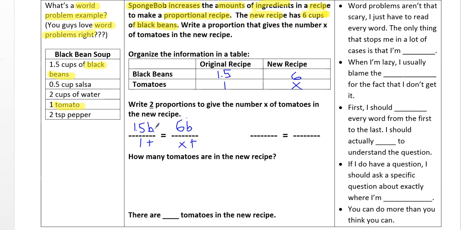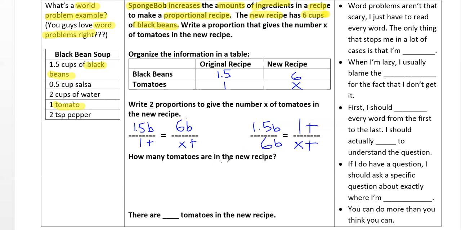So this ratio has both beans and tomatoes. In this one, we're going to view it by column. So that's 1.5 black beans, going left to right, over 6 black beans, and then left to right here, 1 tomato over X tomatoes. So these are beans, and now we have tomatoes. Good, we're ready to go.